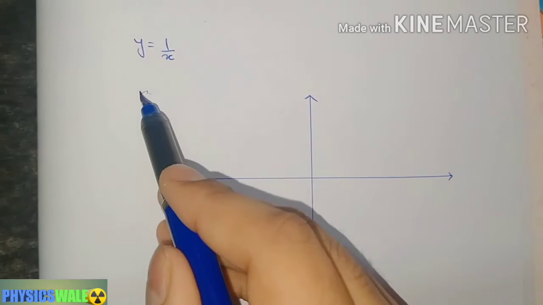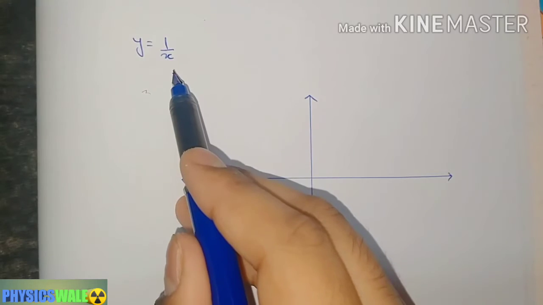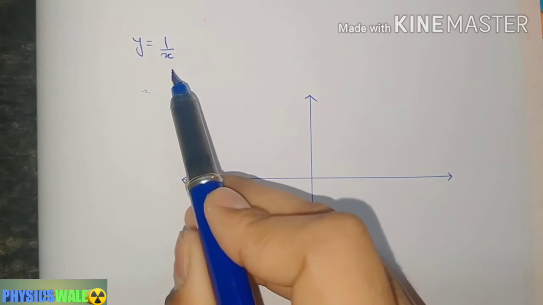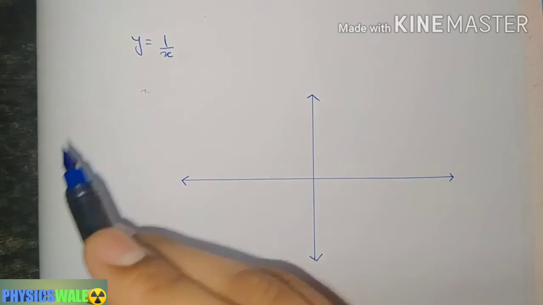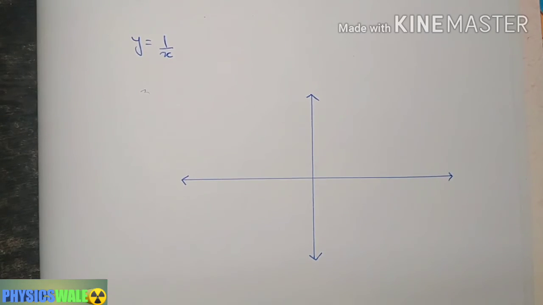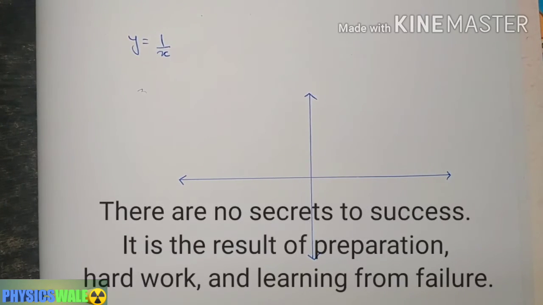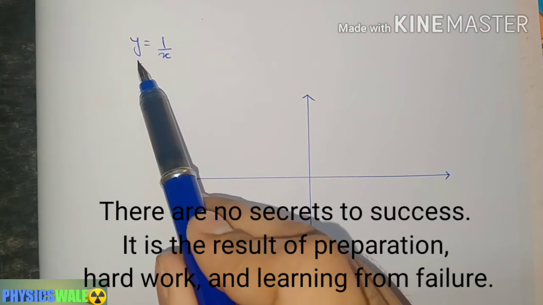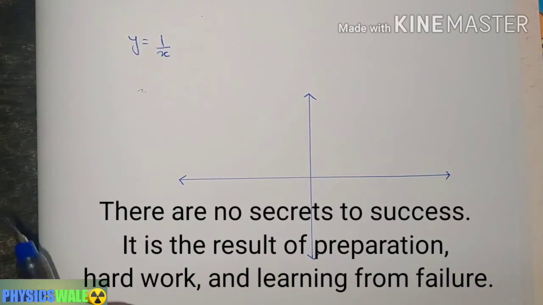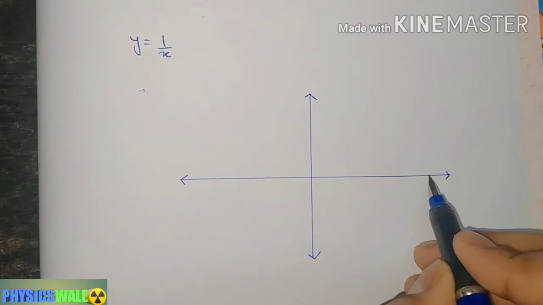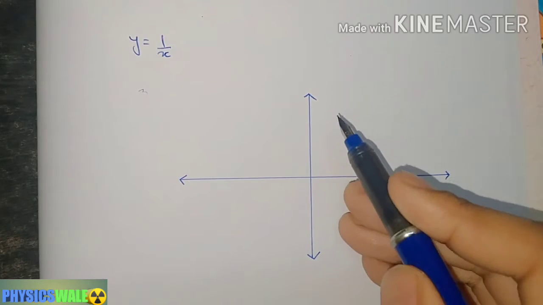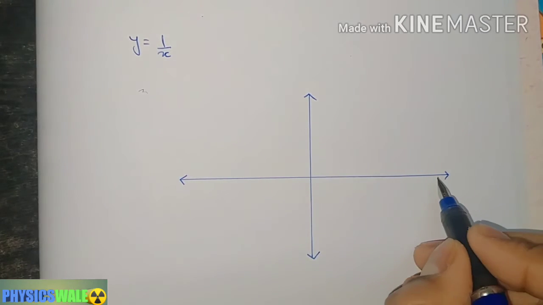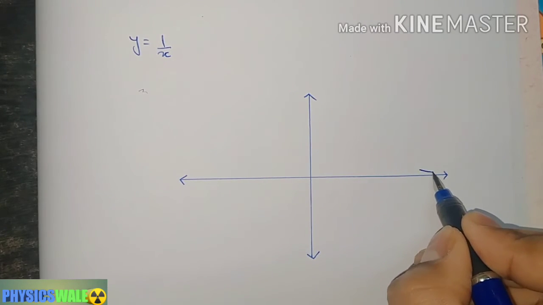Now look at this equation. y is equal to 1 divided by x. That is, x is the reciprocal of y, or y is the reciprocal of x. Let us try to plot this equation. We can see that if we keep on increasing the value of x in the positive direction, the value of y will continuously decrease. If we increase the value of x, that is, we move over here, the value of y will continuously decrease. That is something like this.